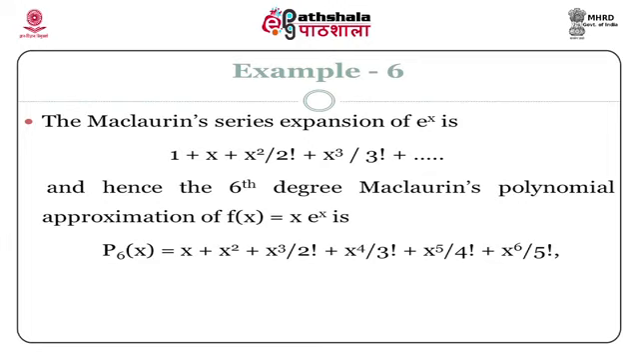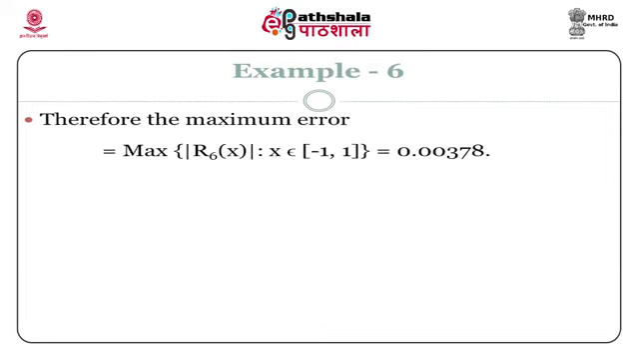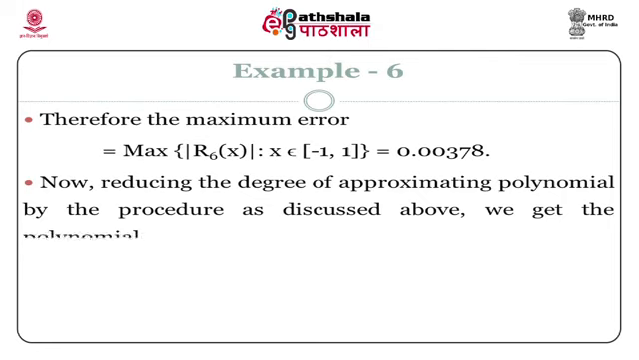So, we are using the Maclaurin series expansion of e raised to x to get the Maclaurin series expansion of x into e raised to x, and the truncation error R6(x) will be given by e raised to c(x) upon 6 factorial into x raised to 7, where c(x) is some point in minus 1 to 1. Therefore, the maximum error, that is the maximum of mod R6(x), x belonging to minus 1 to 1, will be roughly 0.00378.